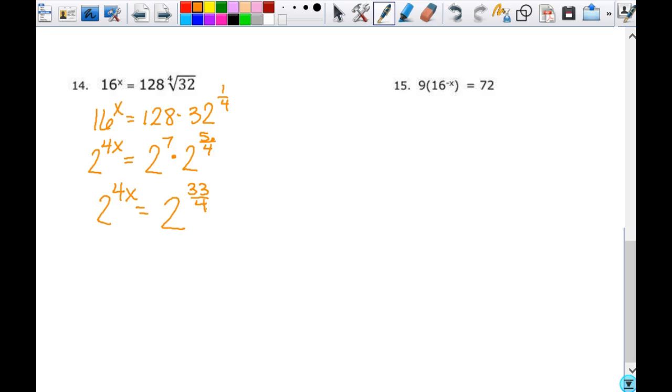So I get 33 fourths as the exponent. Everybody good so far? And then that means now I can say that 4x equals 33 over 4. So x is going to be equal to 33 over 16.